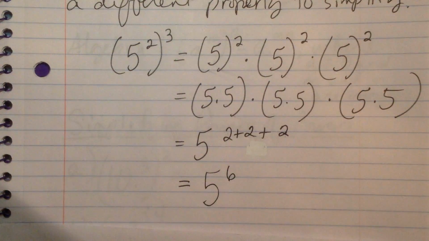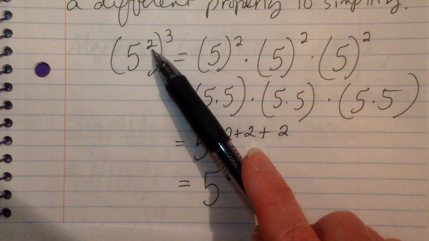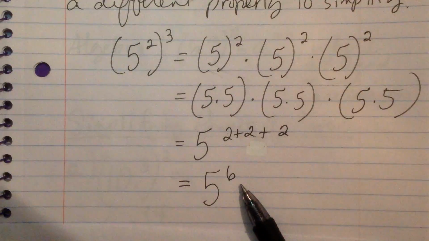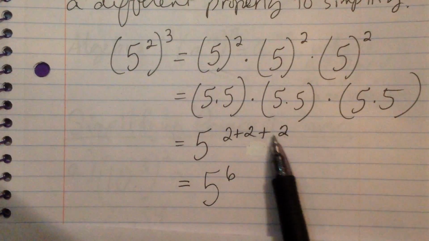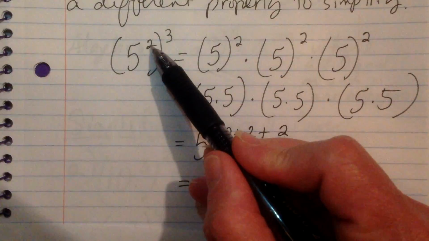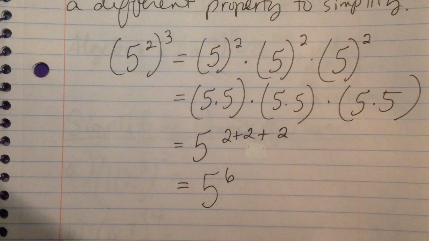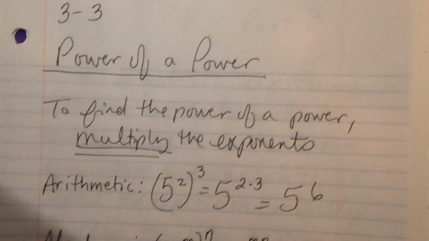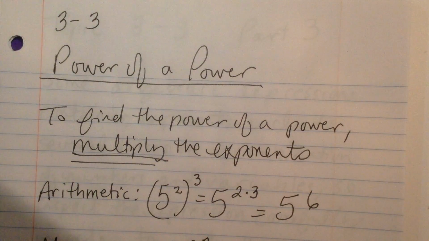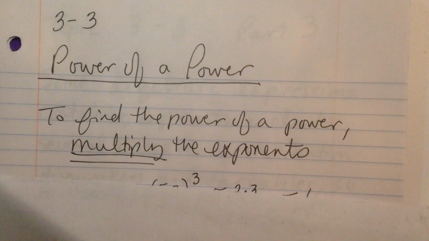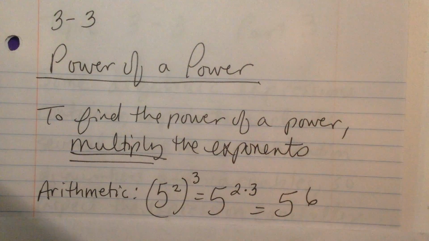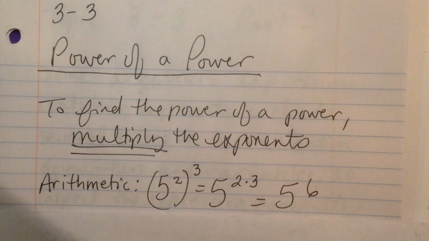But remember, multiplication is repeated addition. Do you notice a relationship between 2 and 3 and the final answer? Rather than adding 2 plus 2 plus 2, why can't we just multiply 2 times 3 and get 6? And this leads us up to our next rule. Power of a power. Section 3.3, power of a power. To find the power of a power, multiply the exponents.